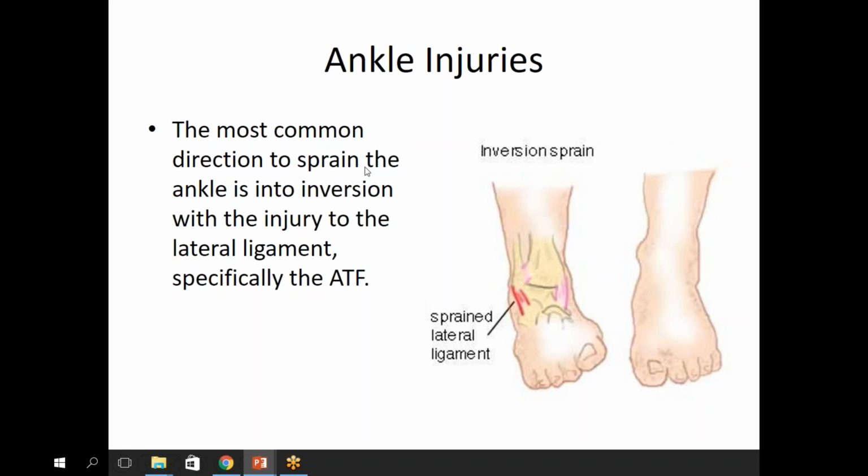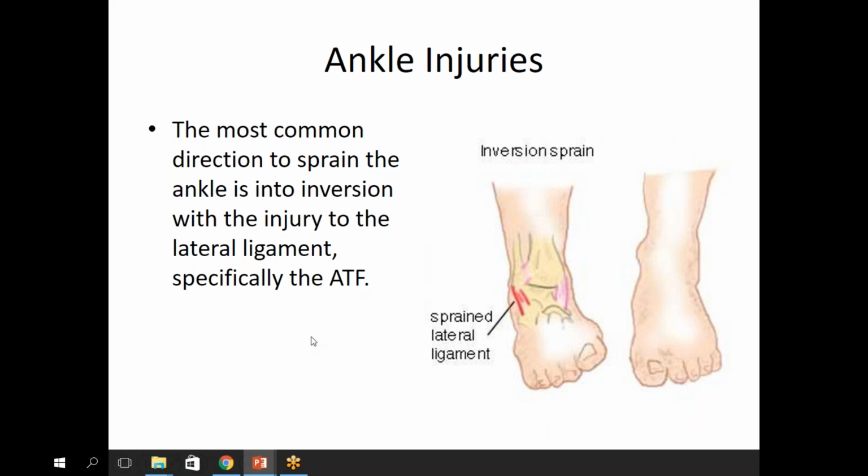The most common direction of sprain is inversion. Even though you have fallen arches, you'd think they would be fallen inward, but just the way the ankle design is, rolling out. It's called the ankle roll. Specifically the ATF, the lateral ligament. It's called the inversion sprain is what it is. And it's a sprained lateral ligament is what happened.